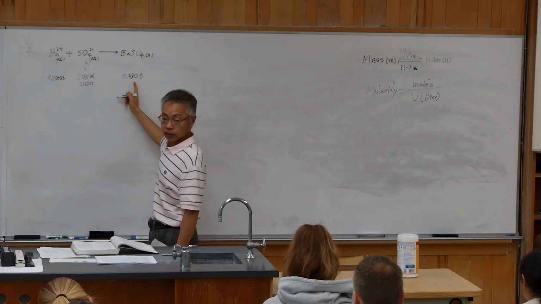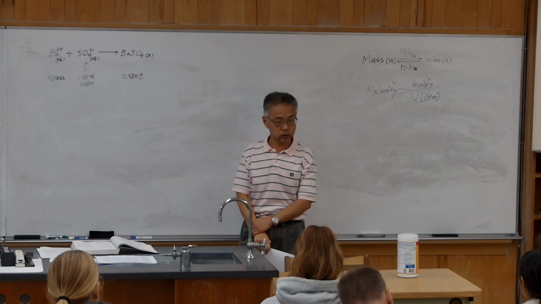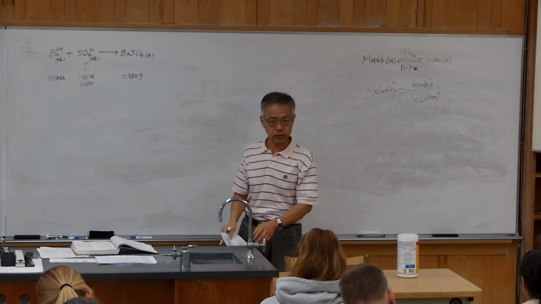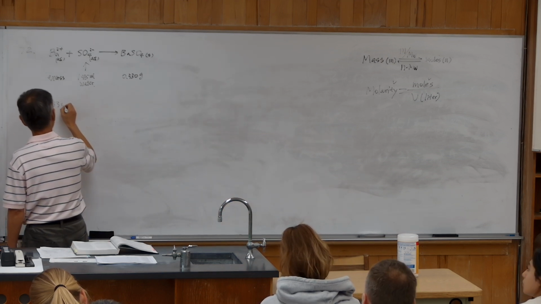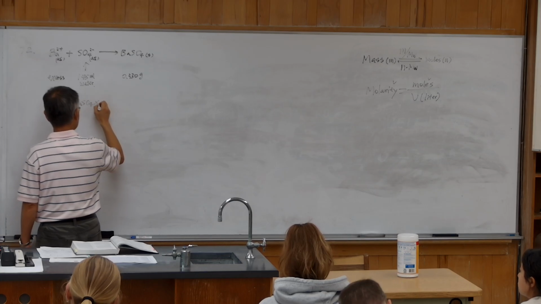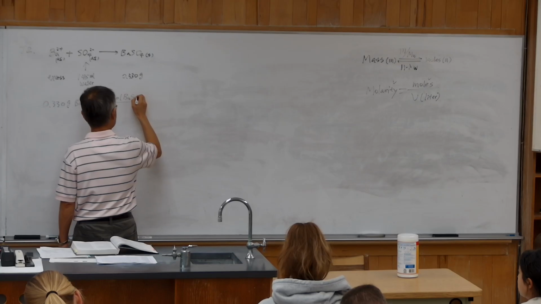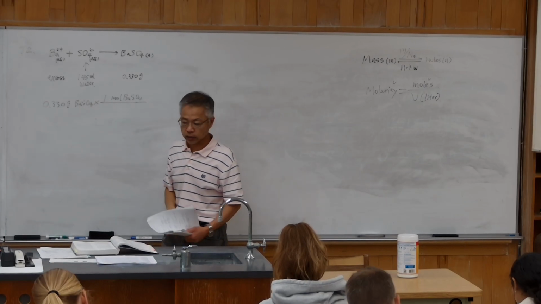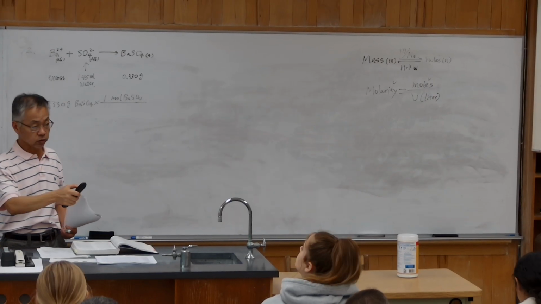Whenever give you mass, you always need to convert to moles, right? Because you're going to use a balanced equation. Balanced equation is a mole relationship. So 0.33 gram barium sulfate. How to convert to moles? Divided by molar mass, right? How can you find the molar mass? Use a periodic table.